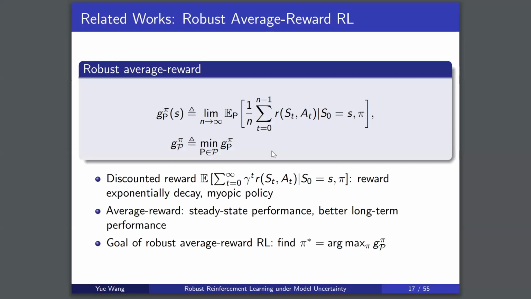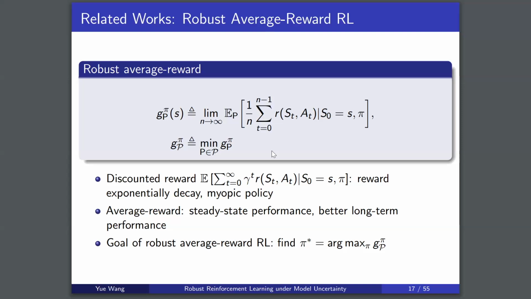Another very important related area of robust discounted reward is called robust average reward reinforcement learning. Under this setting, we are considering a different reward criterion called average reward. As you can see, the average reward is defined as the average reward the agent receives, and the robust average reward is defined to be the worst case. So the major question here is, why do we care about this average reward?